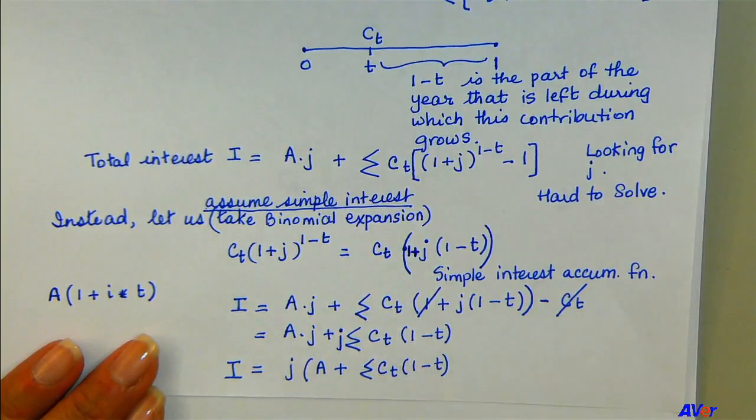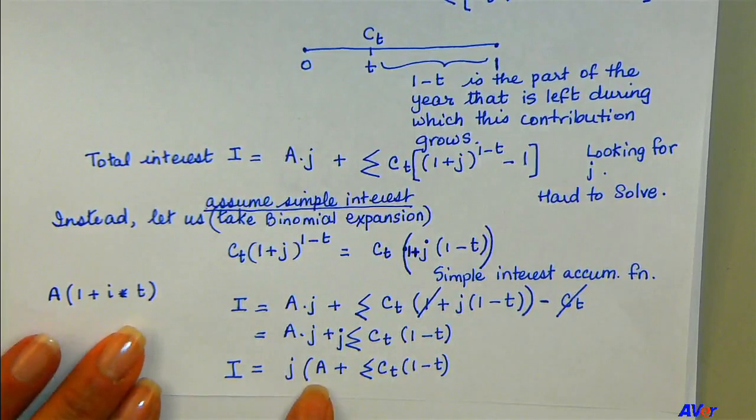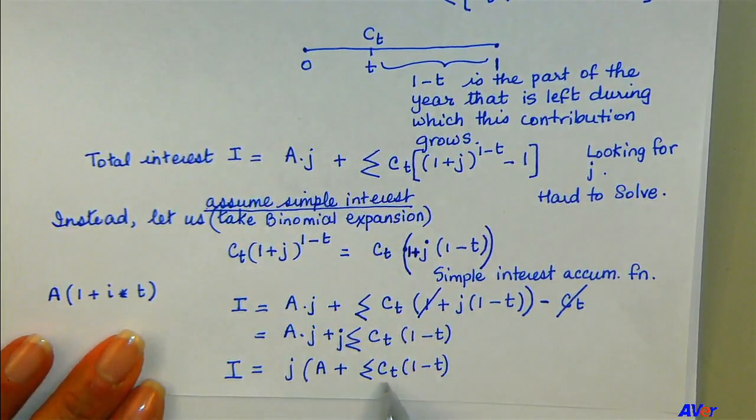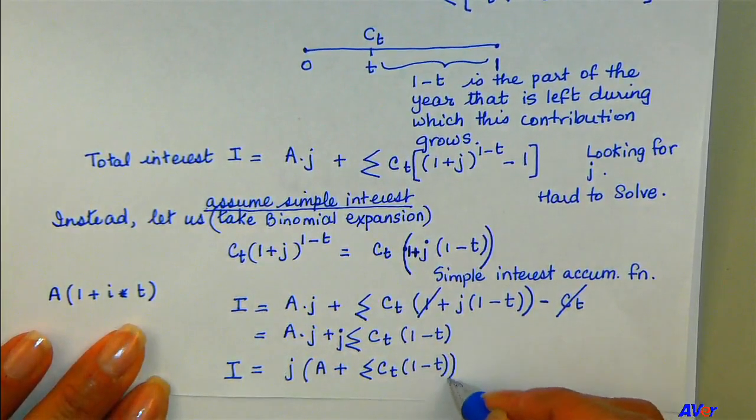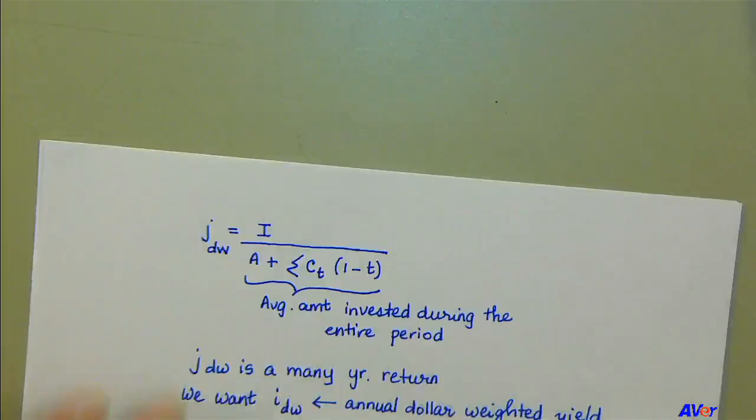So basically it's just C times j times 1 minus t. Pull out the j, and solve for j. So you have total interest divided by A plus summation c t (1 minus t), which is what you see here.